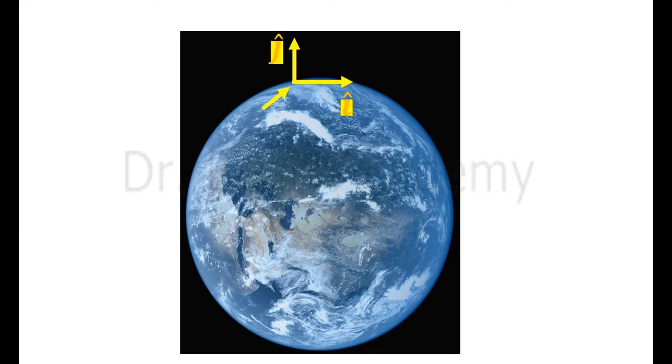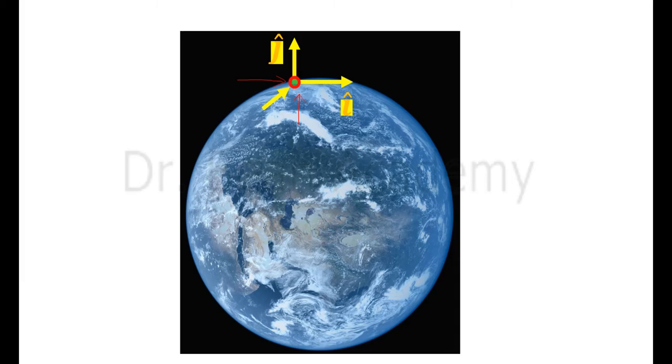A projectile motion is a motion in two dimensions. Here I have an exaggerated picture of planet Earth. Suppose we have a ball here. Now if I give a horizontal velocity to this ball, the ball will only move horizontally along the surface. If I give a purely vertical velocity to this ball, the ball will only move up and then eventually it will come down because of the gravity.